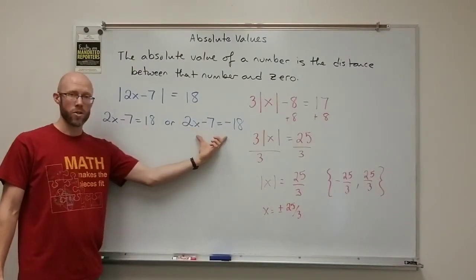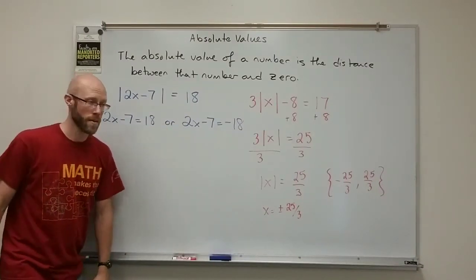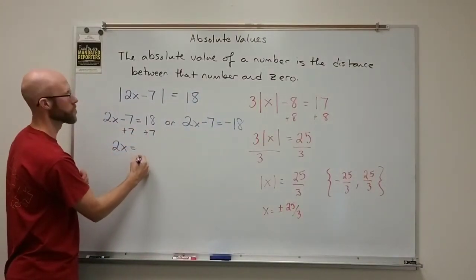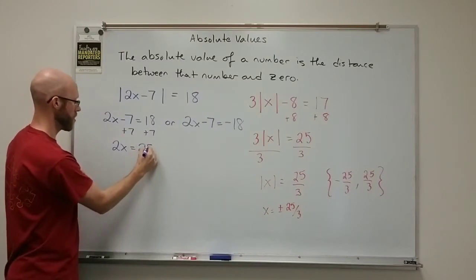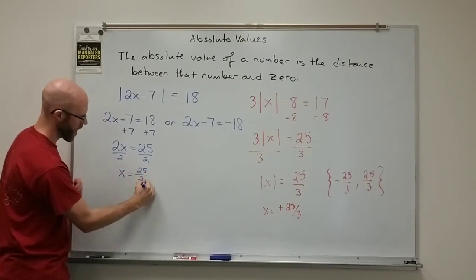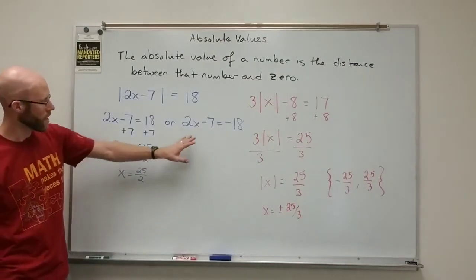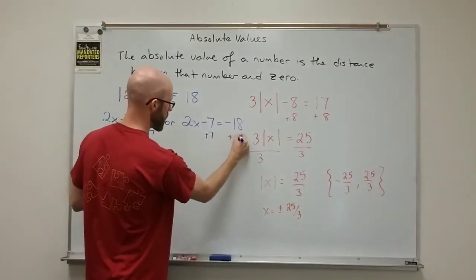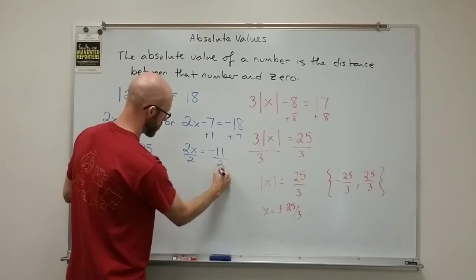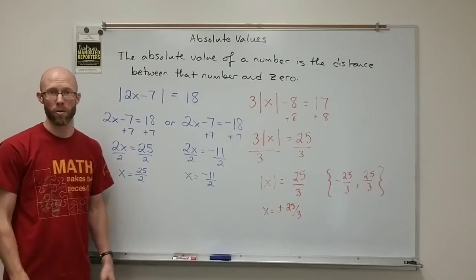Now, each of these equations must be solved, and then the combination put into a solution set. So for this first one, I add the 7, I get 2x is equal to 25, divide by 2, and x is equal to 25 halves. Or we could put that in decimal form, it's 12.5. Here, I would add the 7 to both sides. 2x is equal to negative 11, divide out the 2, and x is negative 11 over 2, or negative 5.5.